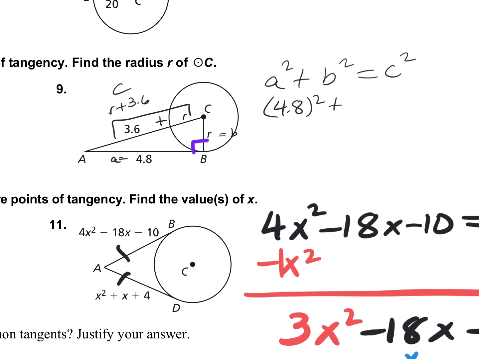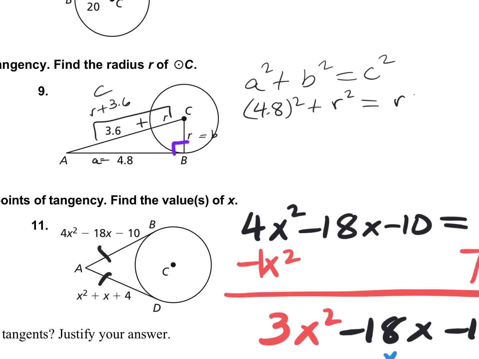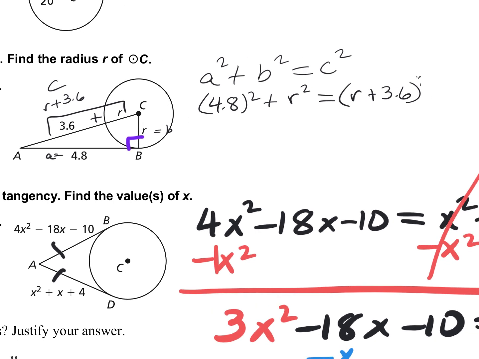I have to square it. The b is my r. And then my hypotenuse is r plus 3.6. Now, when I square this r plus 3.6, I have to FOIL this. So I'm going to go ahead and square the 4.8. So 4.8 squared gives me 23.04. The r squared I'm going to leave.